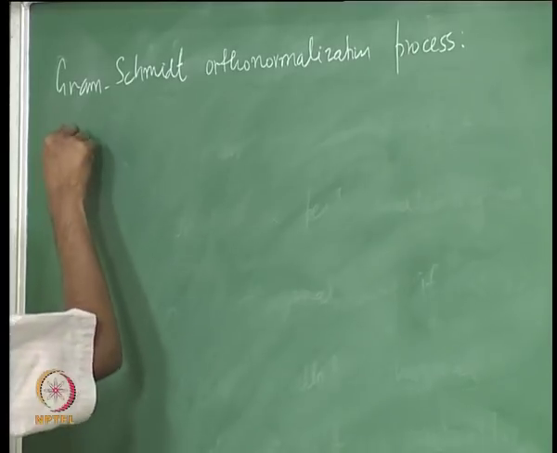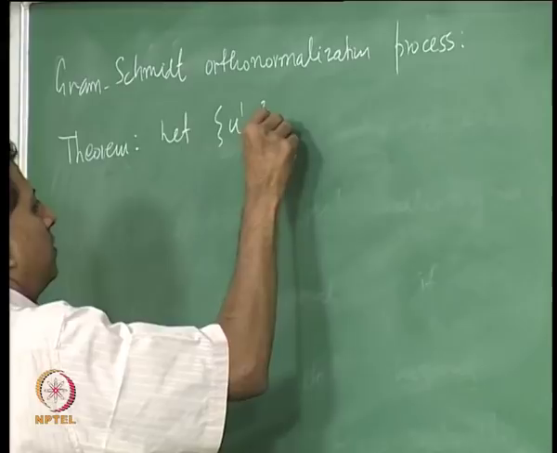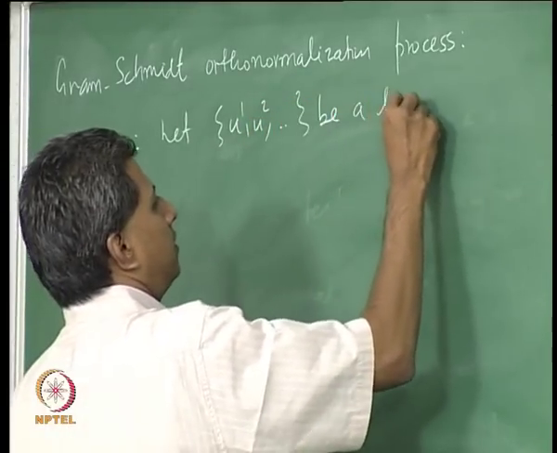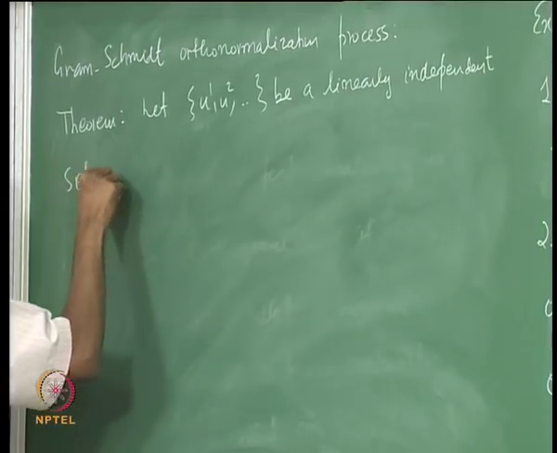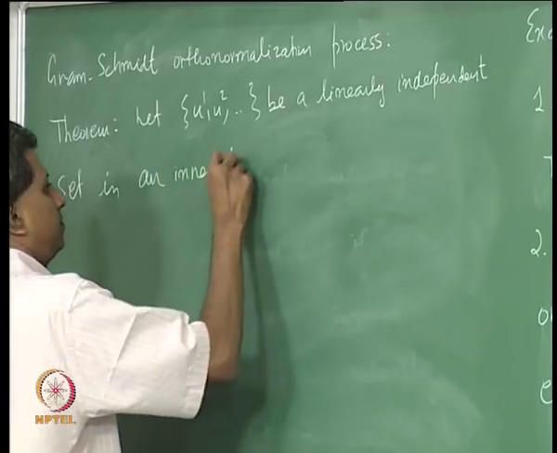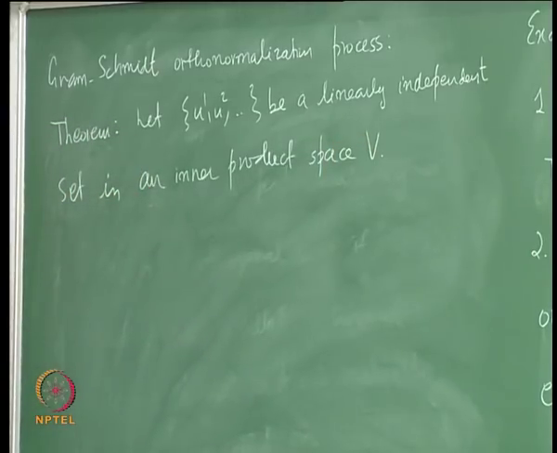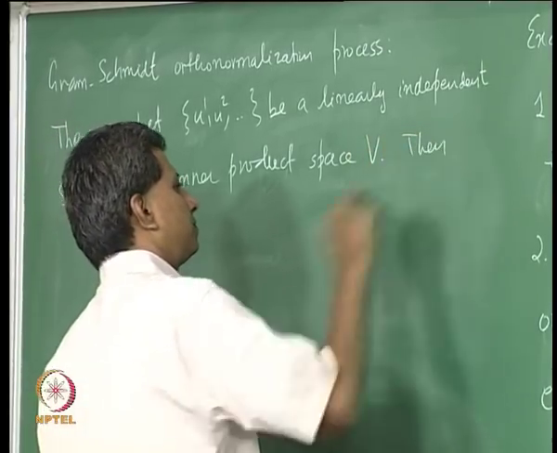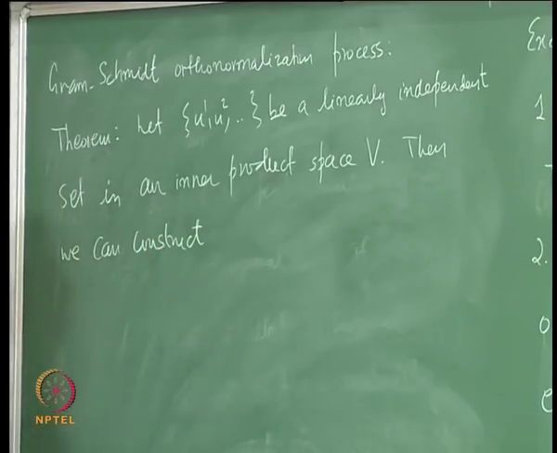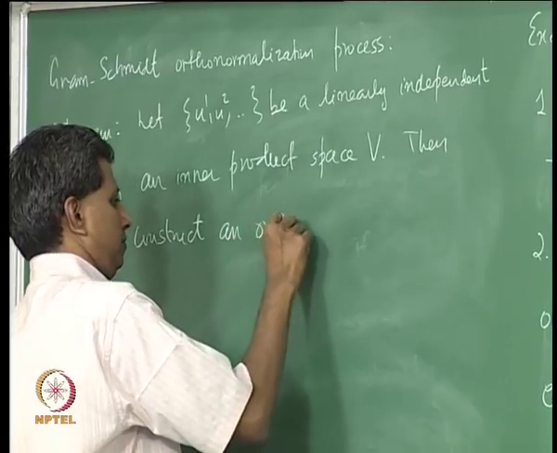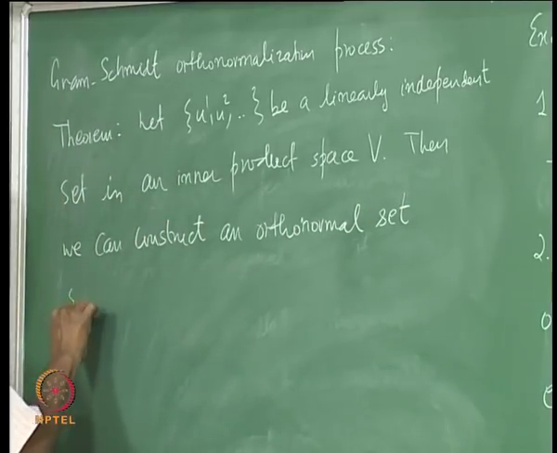Okay, what is this process? I will state that as a result. Let u1, u2, etc. be a linearly independent set in an inner product space V. So I start with a linearly independent set in an inner product space, then I can construct an orthonormal set. I will denote that by v1, v2, etc.